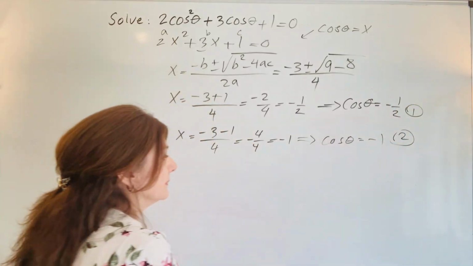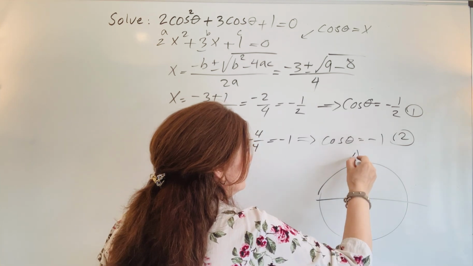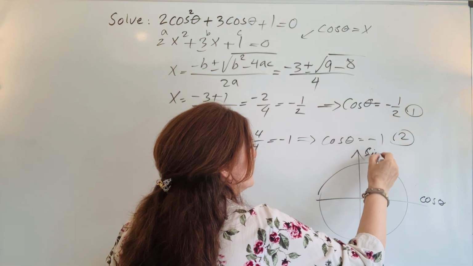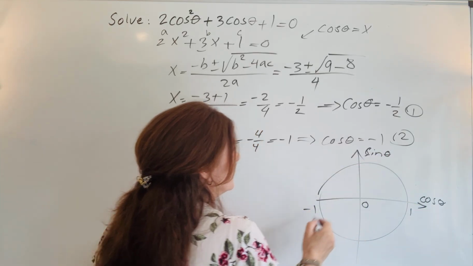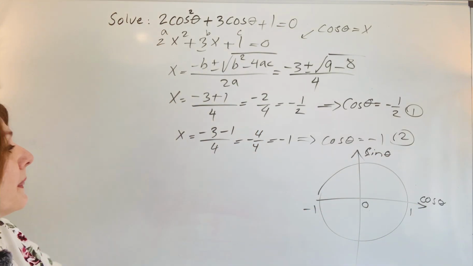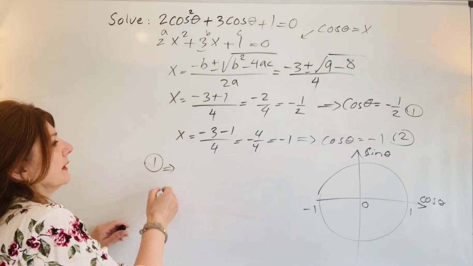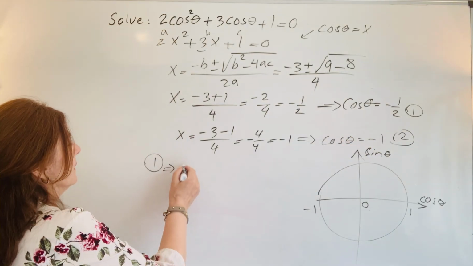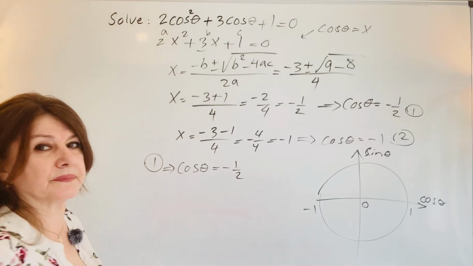This is cosine theta and sine theta. This is not 1, negative 1, 0. Good. In the first case, cosine of theta is negative half.